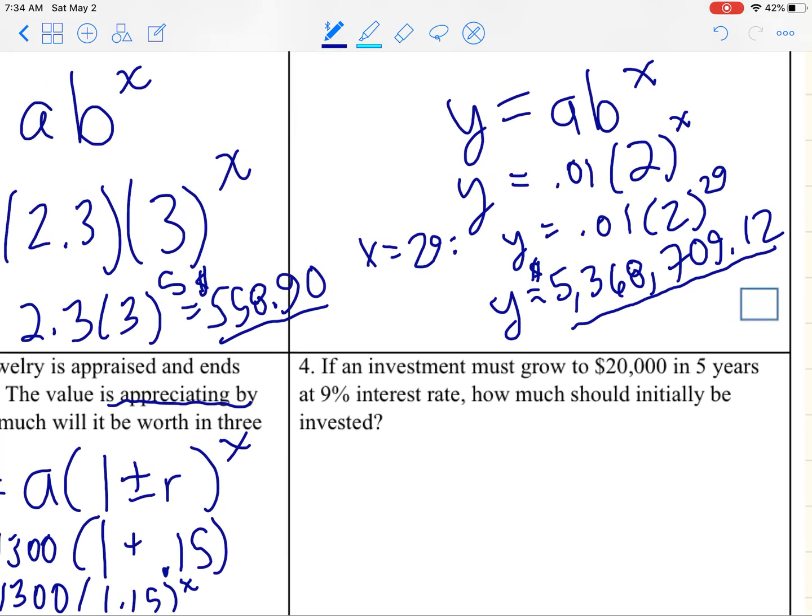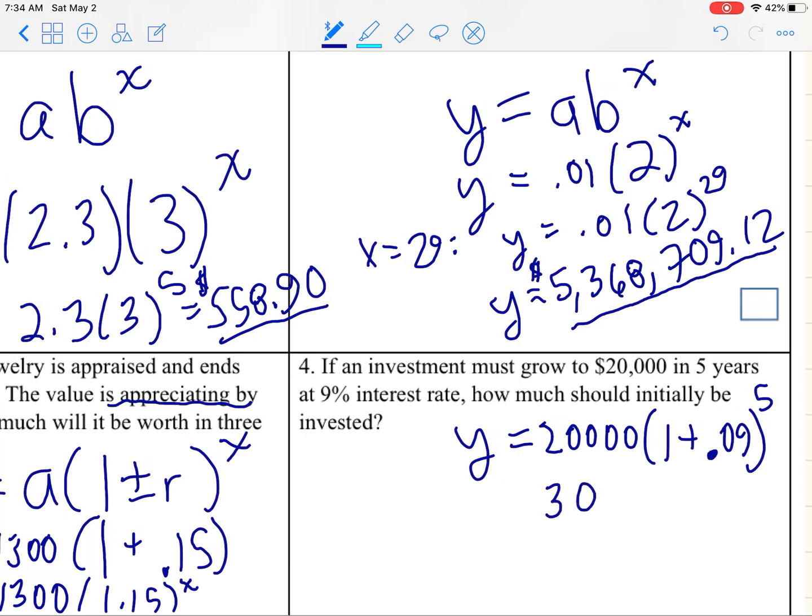And here you have a 9% interest rate. So you're starting with 20,000 and you're adding 9%. What is 9% as a decimal? And I believe this time you're doing it for 5 years. If you were to do that on a calculator, it looks like your 20,000 would really grow already to 30,000 in just 5 years with a 9% interest rate, which is quite high.